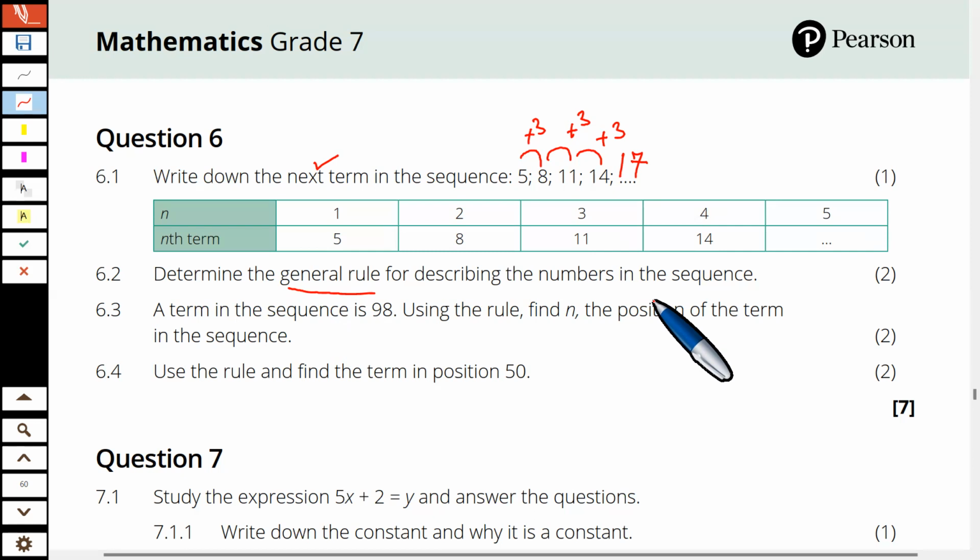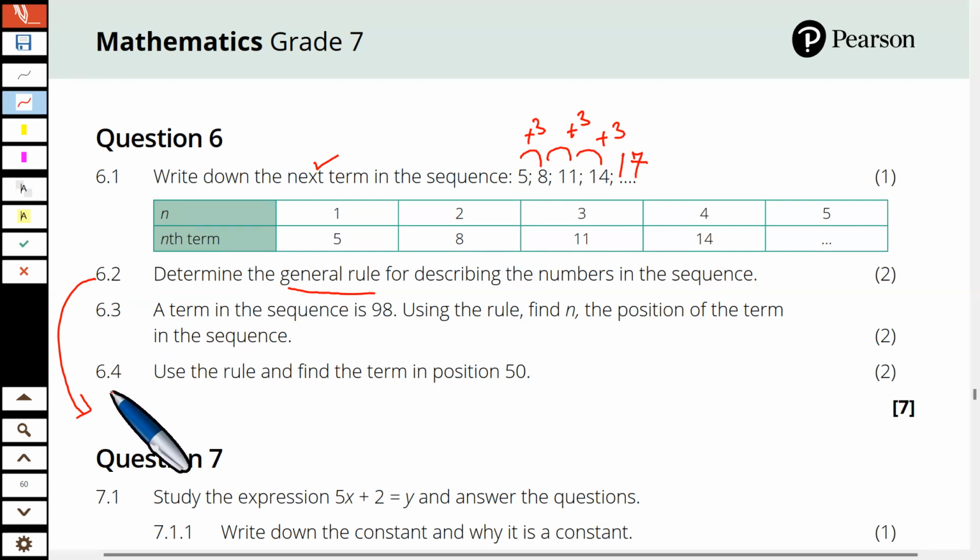So the general rule is +3. Please come again. The general rule is +3, addition. The general rule is +3. Okay, you're right and you're on point by saying that. But I want to mention something else pertaining to 6.2. There's another way. Obviously, +3 is the rule.